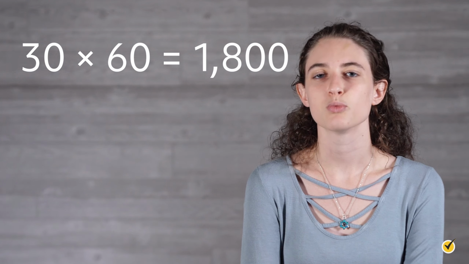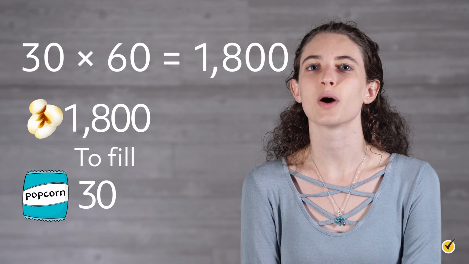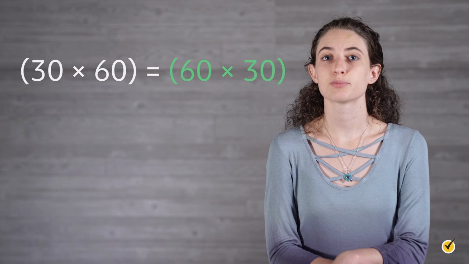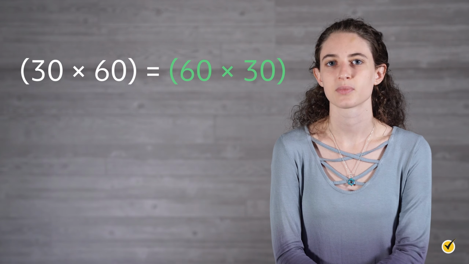30 groups of 60 is written as 30 times 60, which is 1,800. So 1,800 kernels are required to fill up 30 bags of popcorn. Both addition and multiplication are commutative because the order does not affect the answer. 30 groups of 60 gets us the same result as 60 groups of 30.